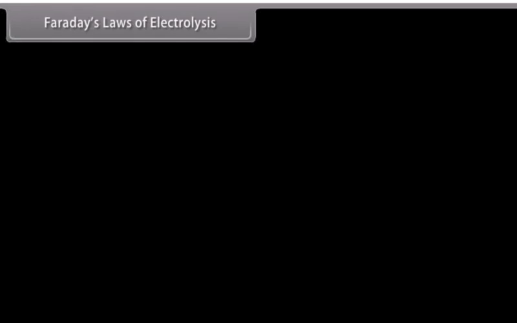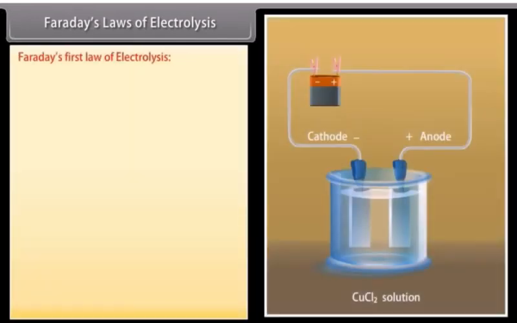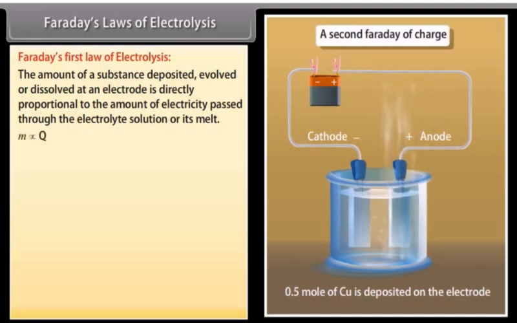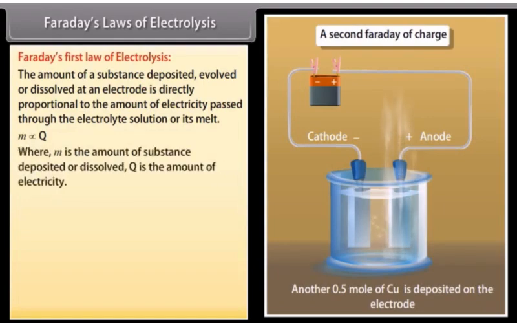Faraday's laws of electrolysis. Faraday's first law of electrolysis: The amount of a substance deposited, evolved, or dissolved at an electrode is directly proportional to the amount of electricity passed through the electrolyte solution or its melt. M is directly proportional to Q, where M is the amount of substance deposited or dissolved. Q is the amount of electricity.